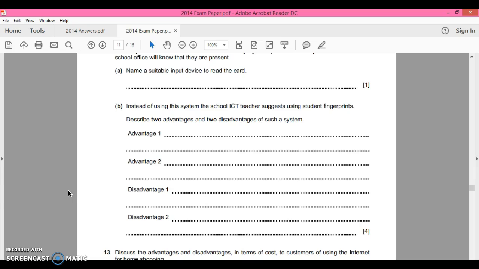So cards can be left at home, cards can be lost. Students lose their bags all the time. They had to go and find their bag before they could actually scan into a class.